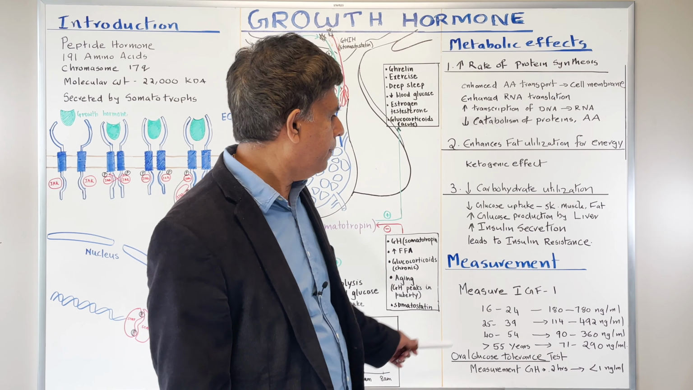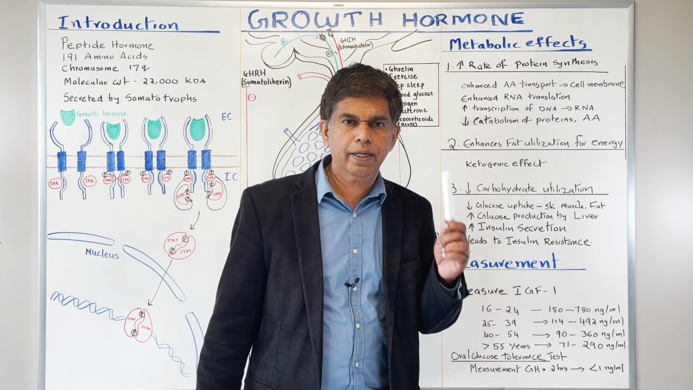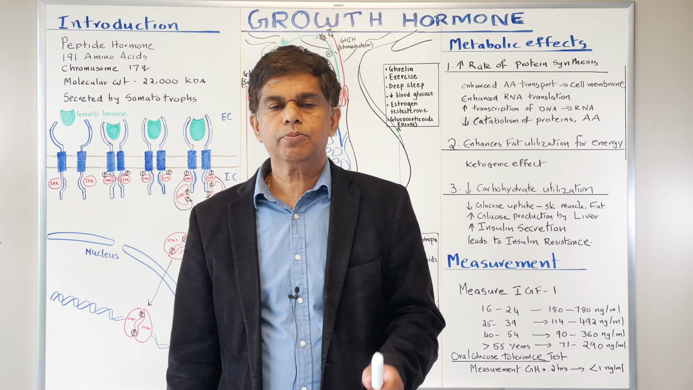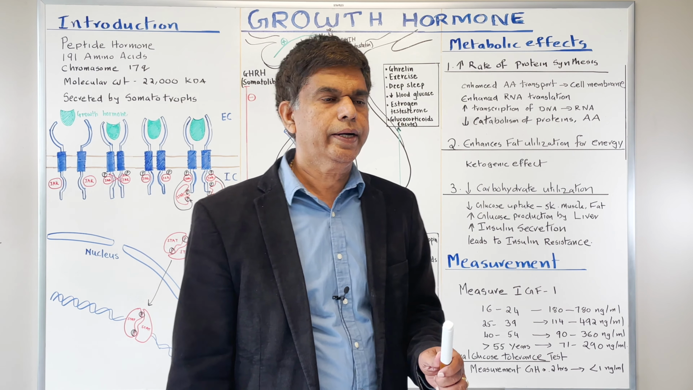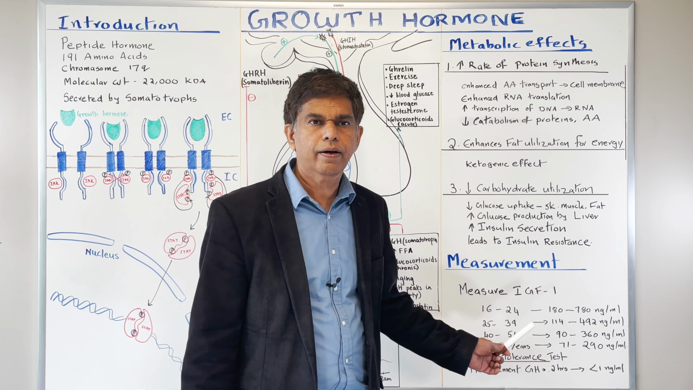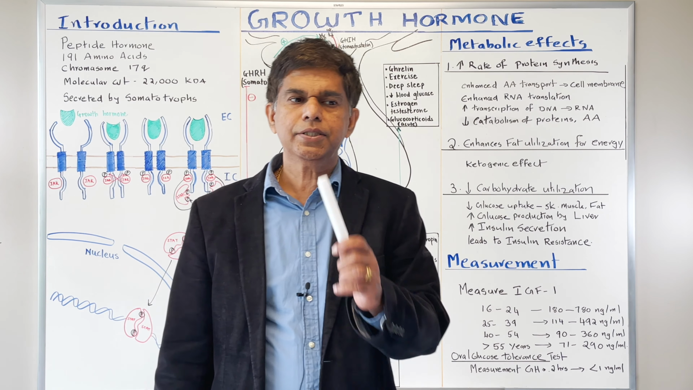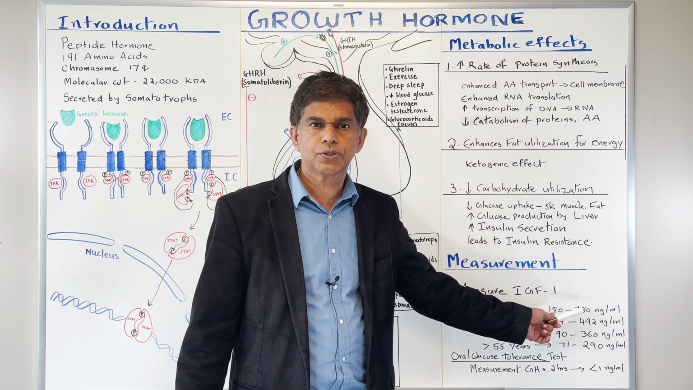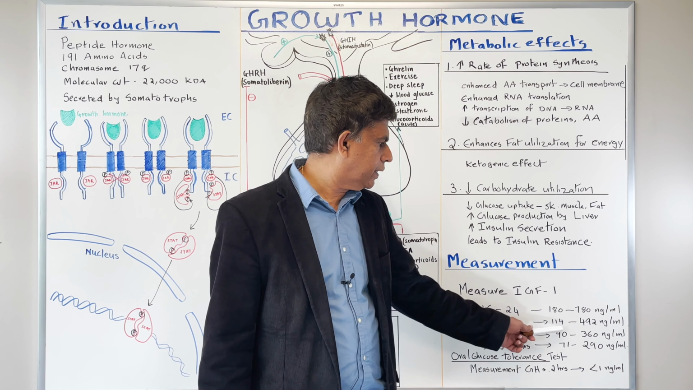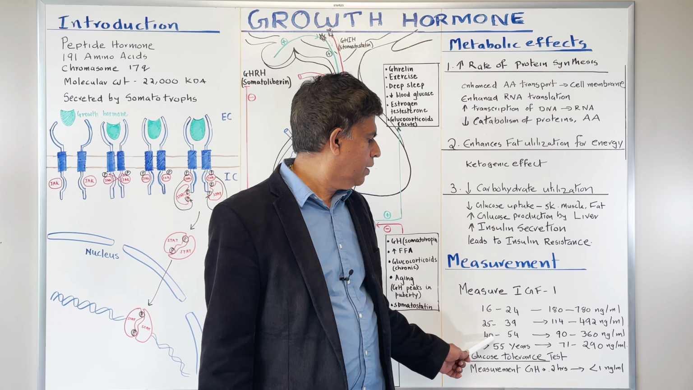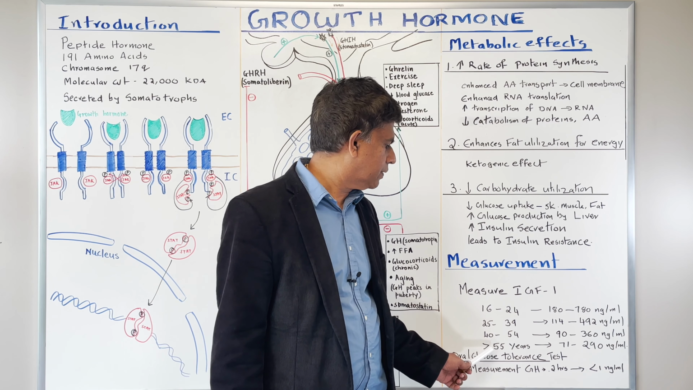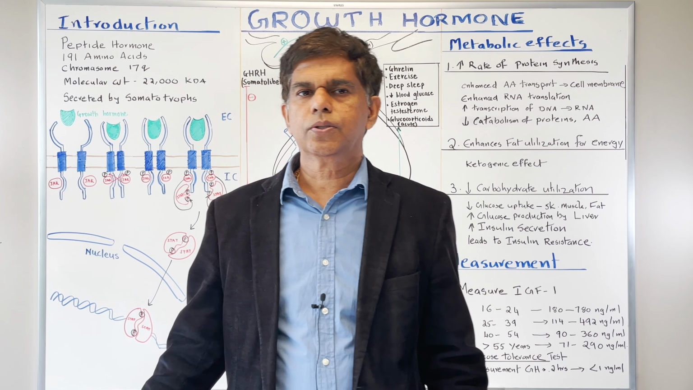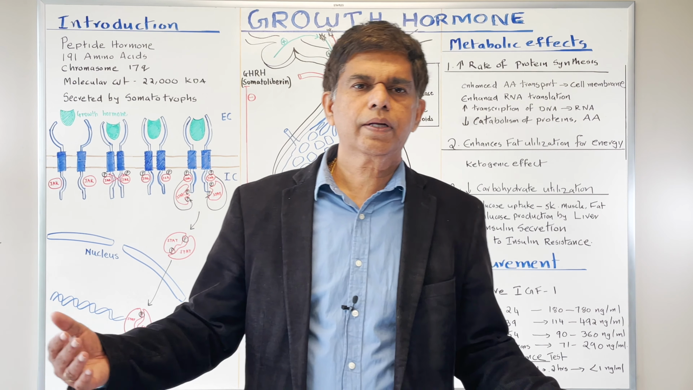Now, how do we measure? Again, we always don't measure the growth hormone directly, okay? First, the indirect measurement: always measure the IGF-1. Now, we have a table right here, and depending upon the age, the IGF-1 levels: 16 to 24, IGF level will be 180 to 780; 25 to 39, 114 to 492; 40 to 54, 90 to 360; greater than 55, 71 to 290. As we get older, it goes down, right? Just like the growth hormone level.